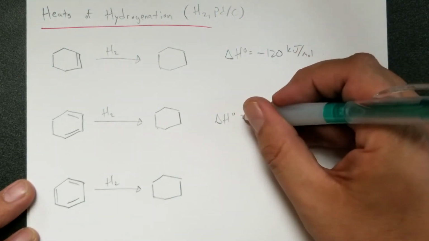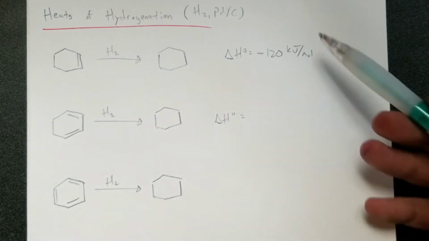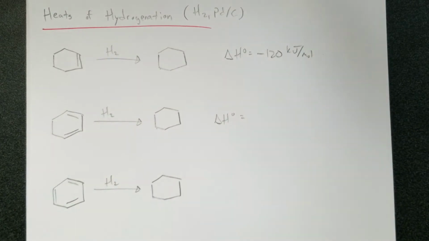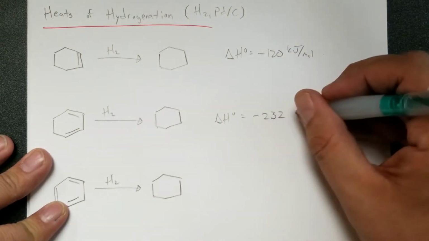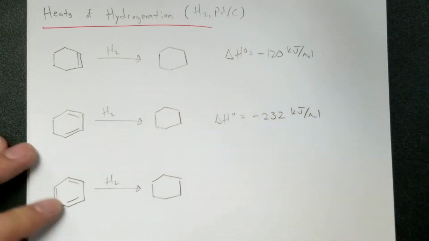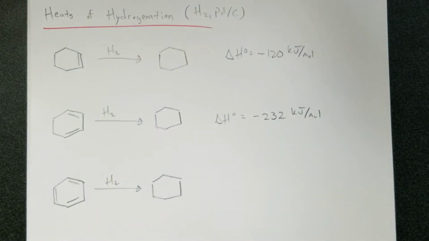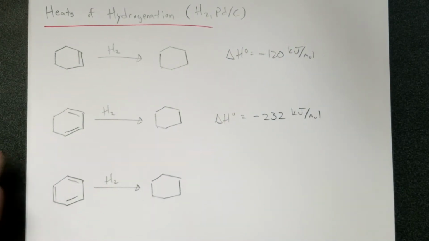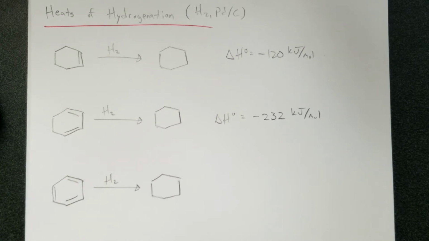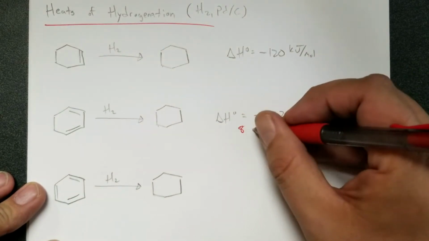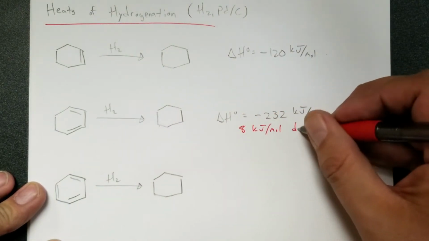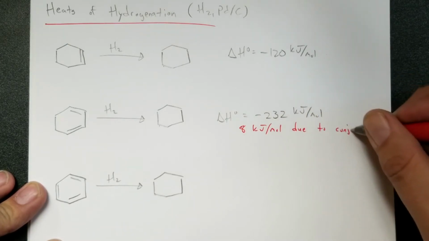All right, so by comparison, you would think that, okay, since I have 2 of these double bonds, that should have a value of negative 240 because we have 2 double bonds. It just makes sense to think that way. But it turns out that it's a little bit different. It is 232 kilojoules per mole. And what that means is that the 8 kilojoule per mole difference is due to the additional stability from having the double bonds in conjugation. So 8 kilojoules per mole due to conjugation.